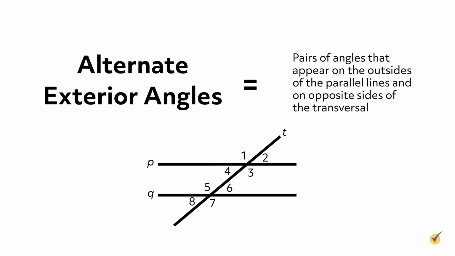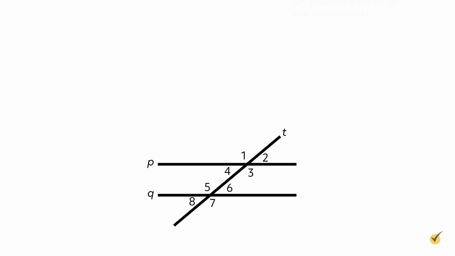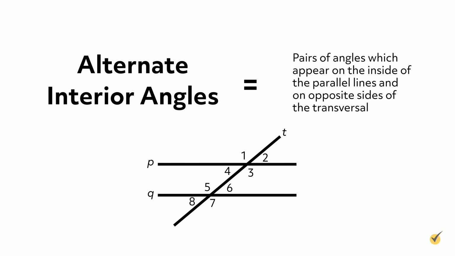Alternate exterior angles are pairs of angles that appear on the outsides of the parallel lines and on opposite sides of the transversal. Alternate exterior angles are congruent to each other. Angles 1 and 7 are alternate exterior angles and are therefore congruent to each other. Angles 2 and 8 are also alternate exterior angles, making them congruent to each other too. Similarly, alternate interior angles are pairs of angles which appear on the inside of the parallel lines and on opposite sides of the transversal. Alternate interior angles are congruent to each other. Here, that would be the pairs 3 and 5 and 4 and 6.